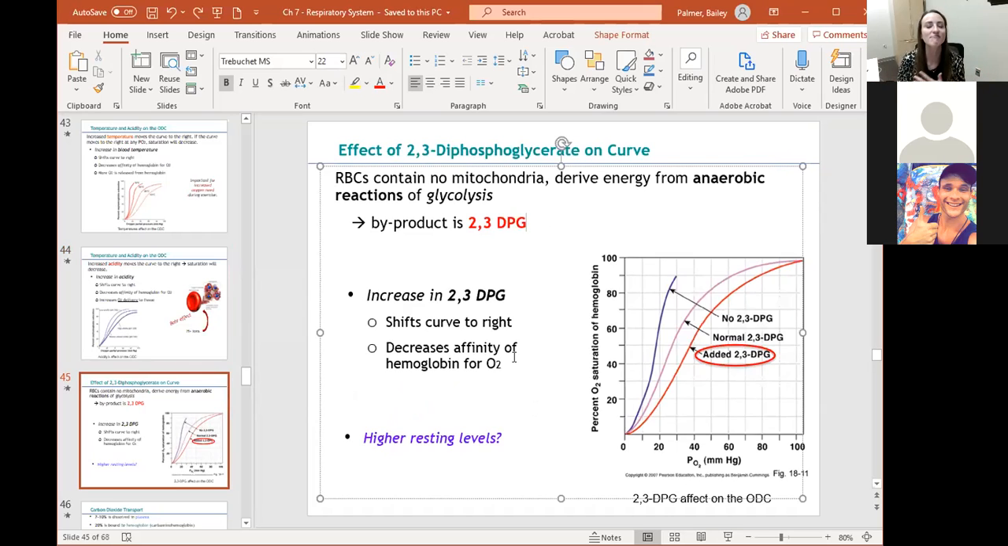So what happens here? Same thing. As this byproduct is produced, the curve shifts to the right, decreased affinity of oxygen to hemoglobin, meaning oxygen lets go. We get more oxygen to our muscle tissues. And then higher resting levels, that just refers to athletes and those individuals who live at higher altitude having more 2,3-DPG, that byproduct, allowing their muscles to get more oxygen.